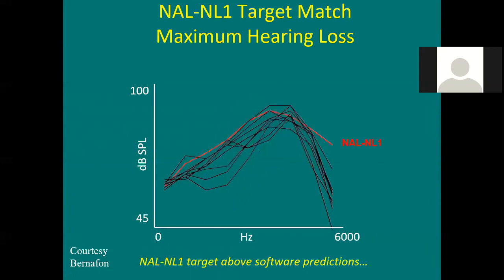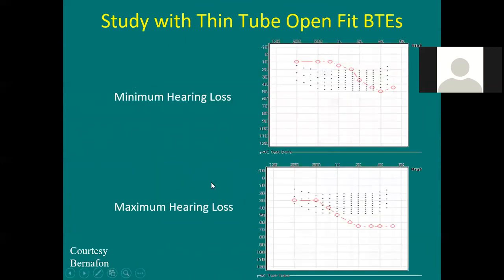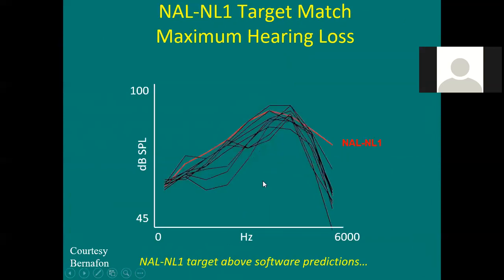For the maximum loss, for the bigger loss, now we're looking at this hearing loss here. And we're looking at the NAL-1 targets for that loss. And almost all the manufacturers less.